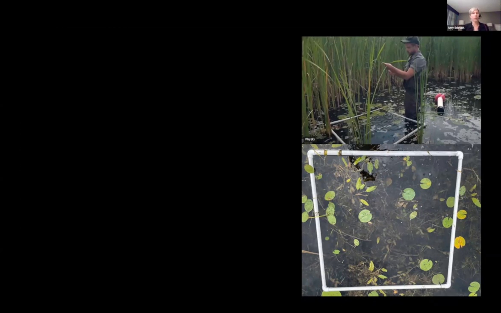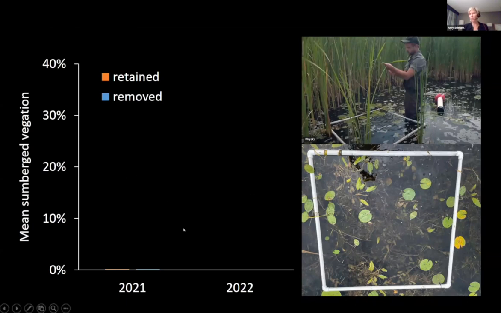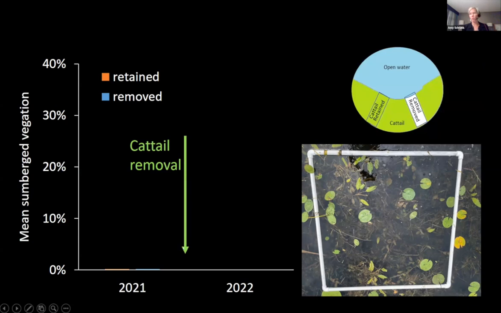And so I'm going to just show you one graph from here. And you'll see some graphs that look like this. So I'm going to walk you through it so you can follow my next few graphs as well. On the y-axis here, we have mean submerged vegetation in percent cover. We use a quadrat and estimate percent cover of vegetation, and submerged just means it's growing below the water. And I'm going to show you the retained sites in orange and cattail removed sites in blue. And remember, cattail removal occurred between 2021 and 2022. So you can see my little diagram there for a reminder.